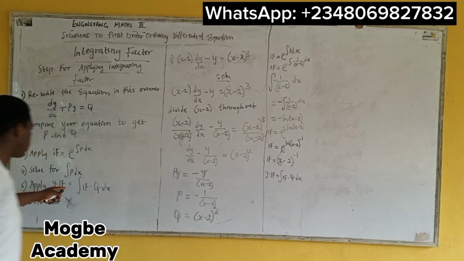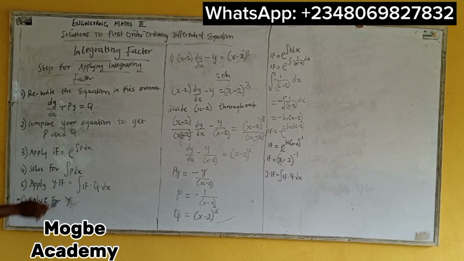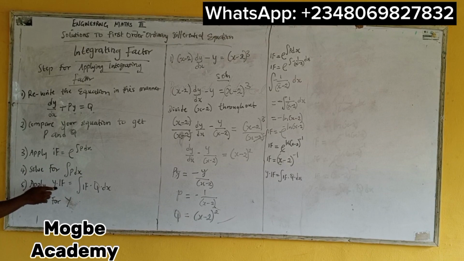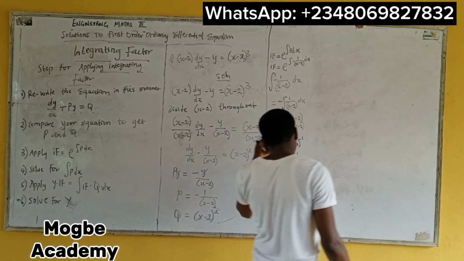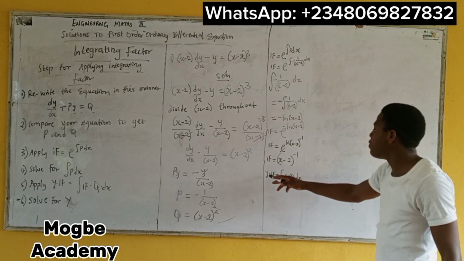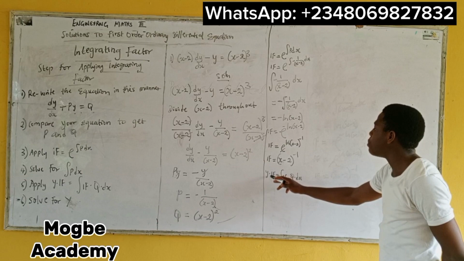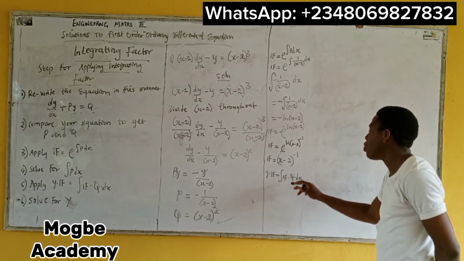We've gotten this to be this. Number 5, apply this. We've gotten this, we've done this. Now the next one is apply the other if statement, which is the last application of your if statement. Now we have if dot, that this dot means multiplication. If times y times if is equal to integral of if dot q.